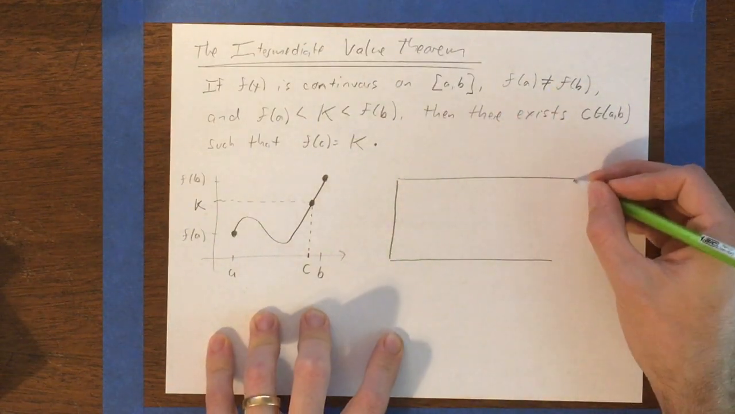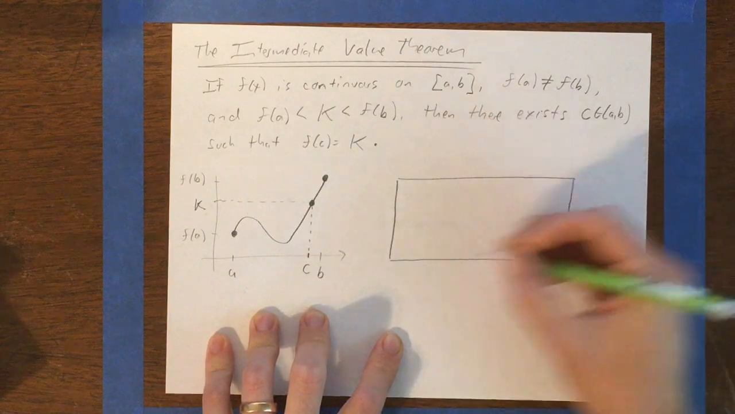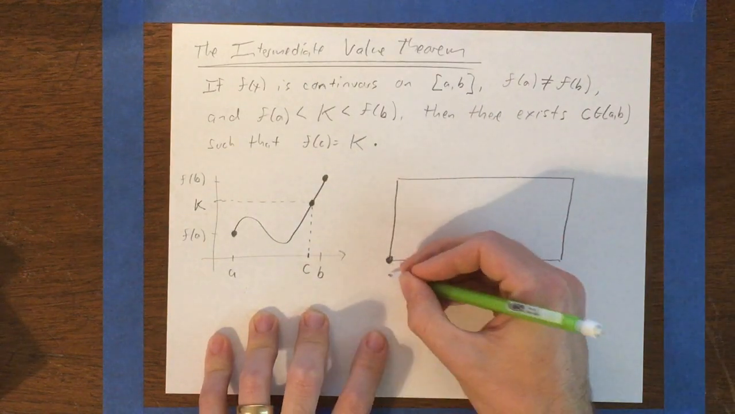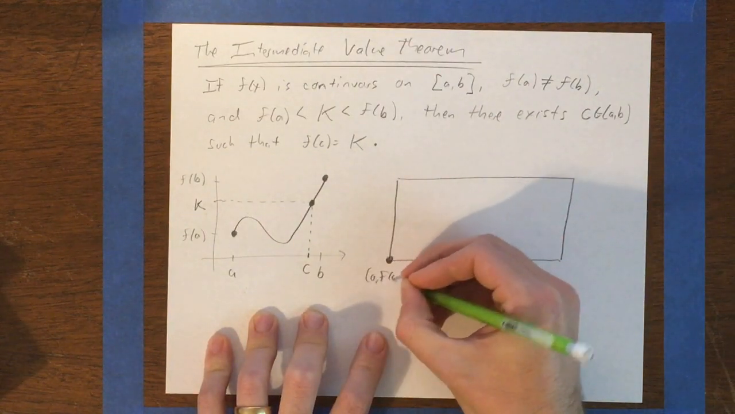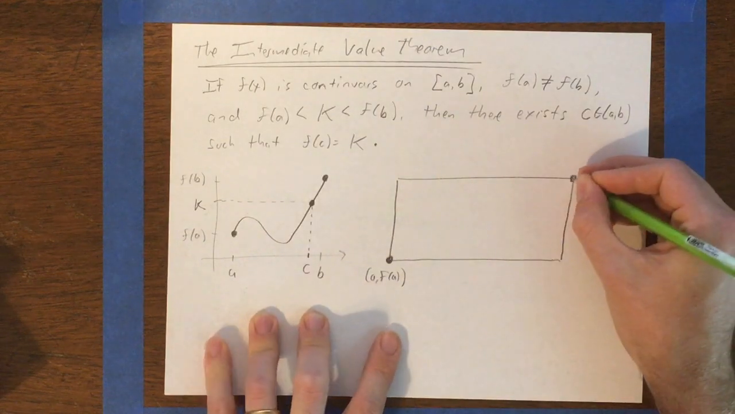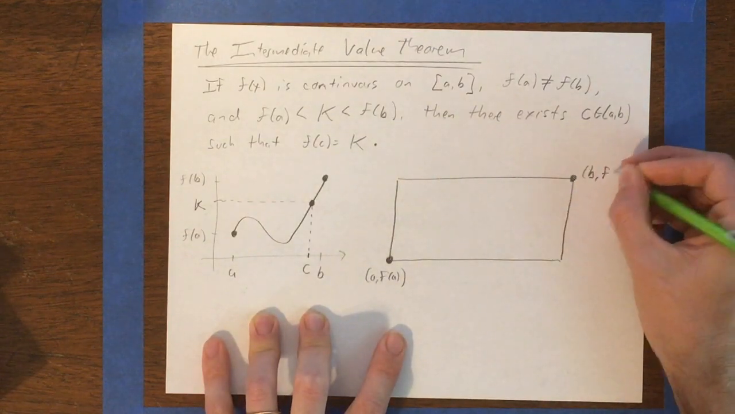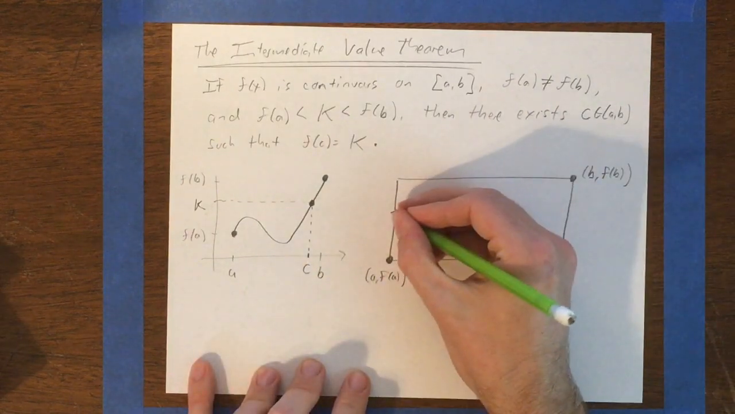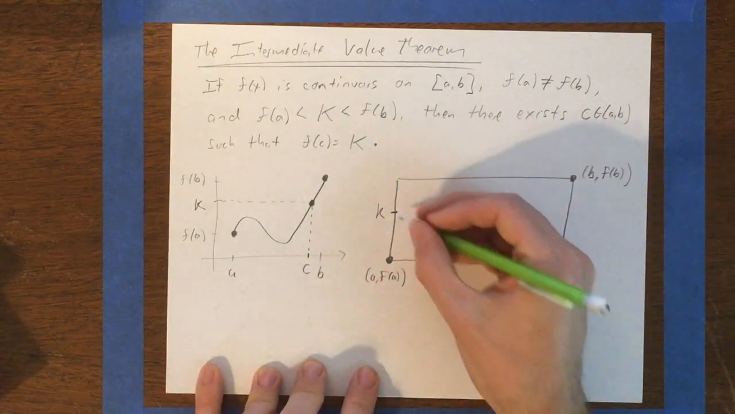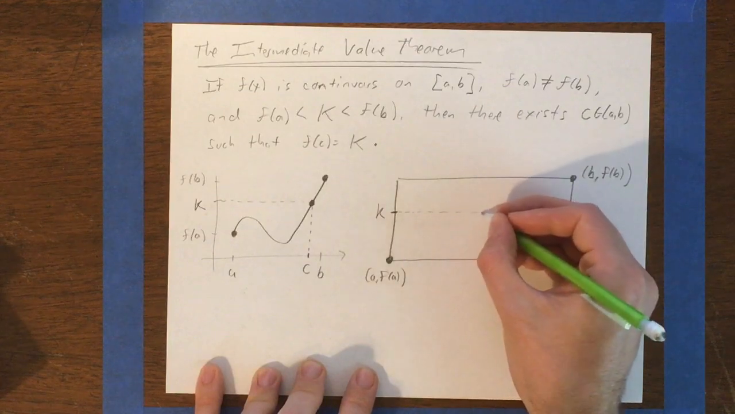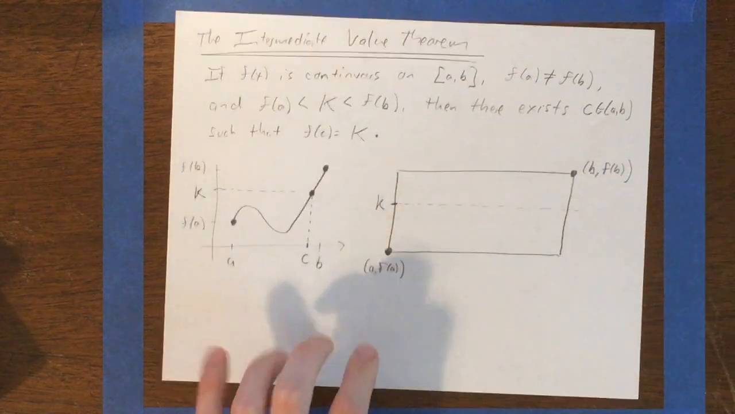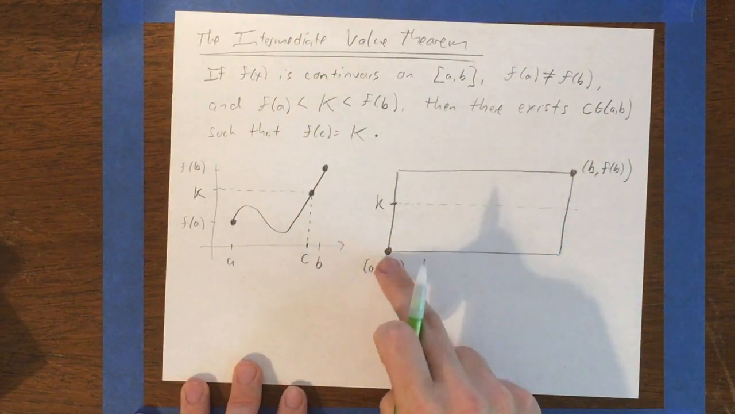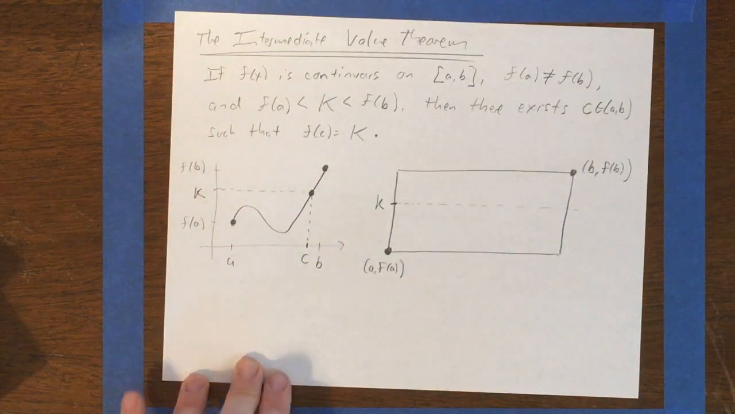So you can play a little game with yourself, which is sort of fun. If you make a rectangle, and let's put this point over here, this is going to be our a, f of a point. And this point up in the top right corner is going to be b, f of b. Okay. And let's pick a k value. Let's have it at that height right there. It doesn't matter which height you pick. You can pick any height you want. That's part of the game. Any height between the top and the bottom of the rectangle.